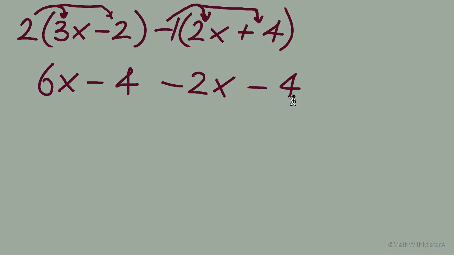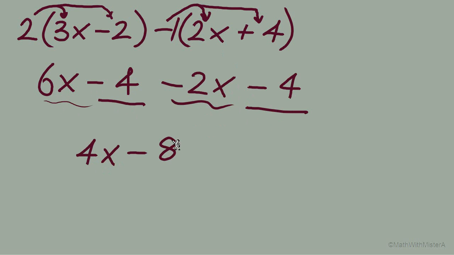Now we can combine like terms. 6x minus 2x equals 4x. And negative 4 with another negative 4 equals negative 8.